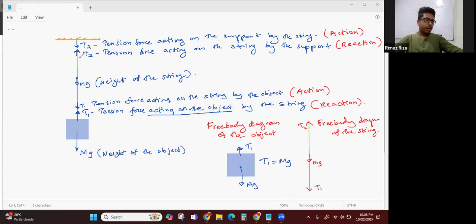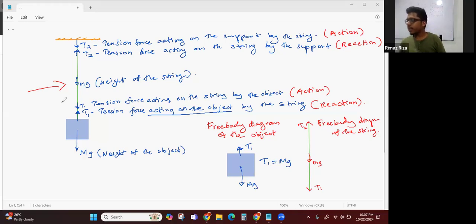Now, for example, if you consider this string in this picture, the tension force in this string depends on this mass, or this weight. So if you increase this mass, the tension force also increases. Is that clear? Yes. Okay, so that's the first point.